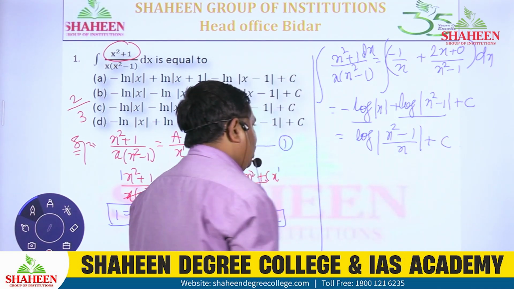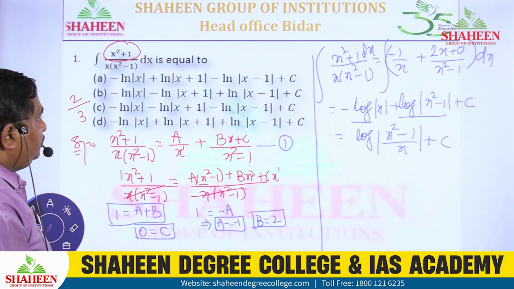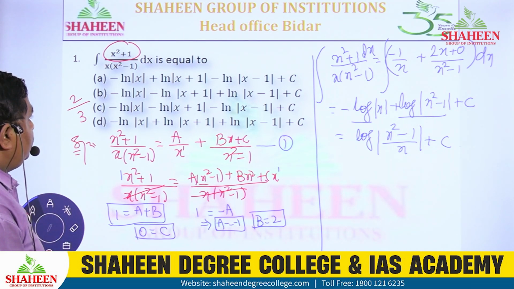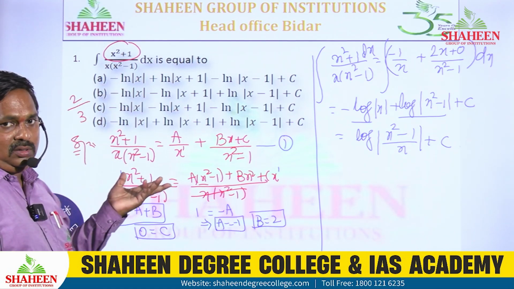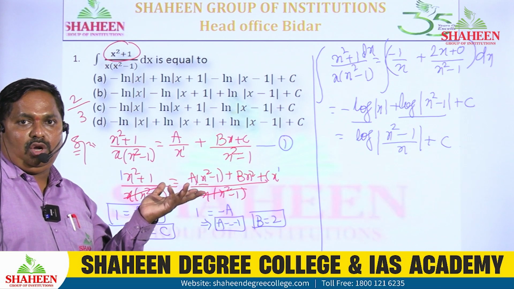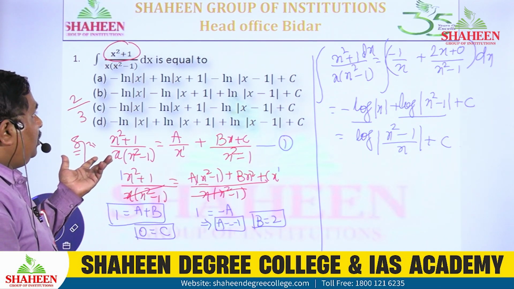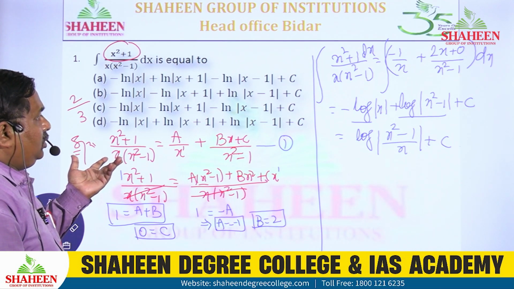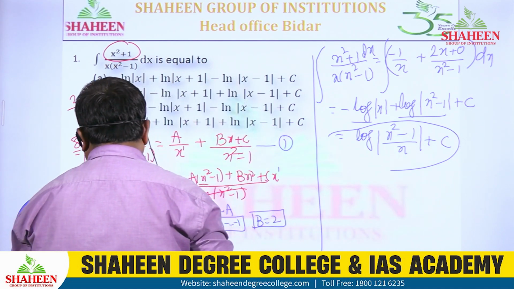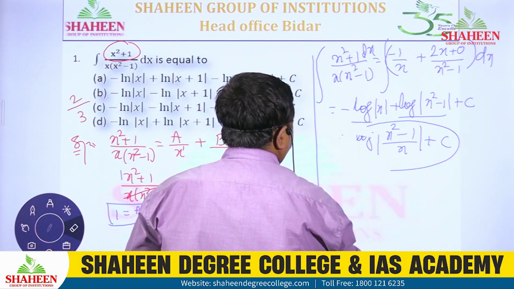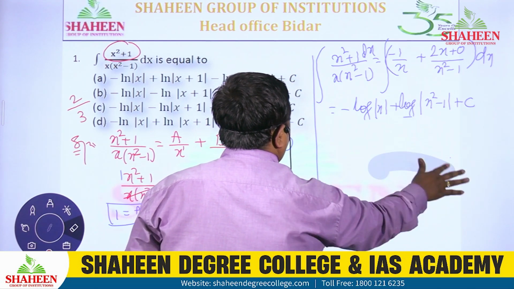We are checking for this option. So there are three terms in the logarithm. Ln means it is log. Ln means it is a log. Okay. So we are checking for this option. This option is not there. Then I will remove this and check for the correct option here.